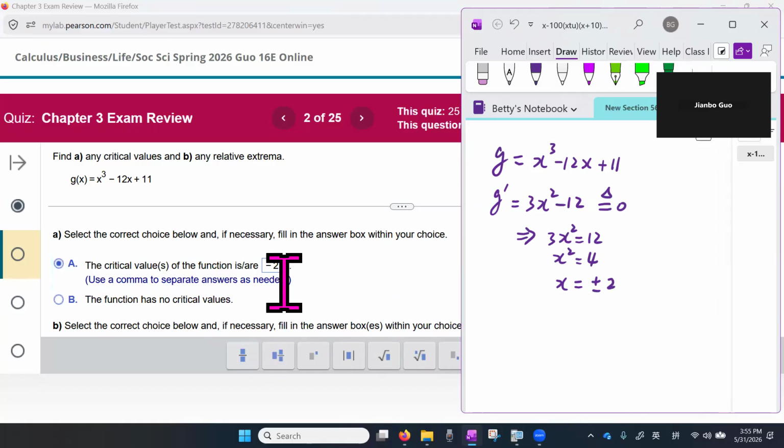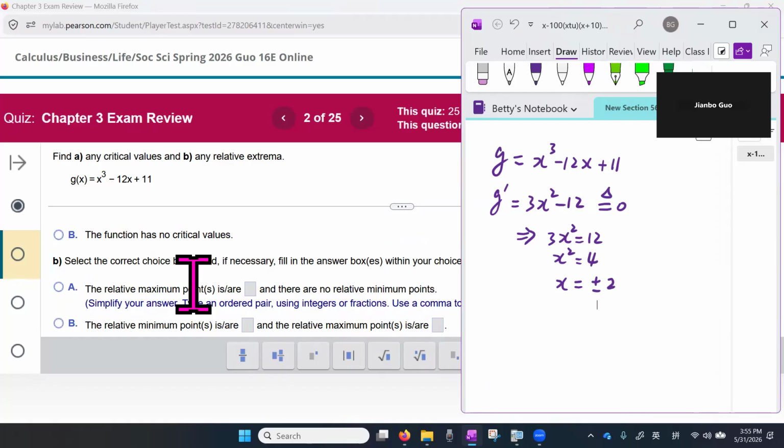Okay. So part B, select the correct choice below and fill in the answer within your choice. This is to find the relative extrema. I'd like to use the second derivative test. For the second derivative test, we need to take the second derivative. The second derivative is 6x, because negative 12 has derivative 0, and 2 times 3 is 6, so 6x.